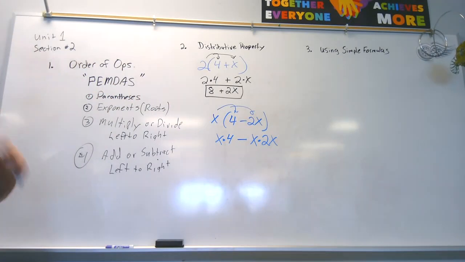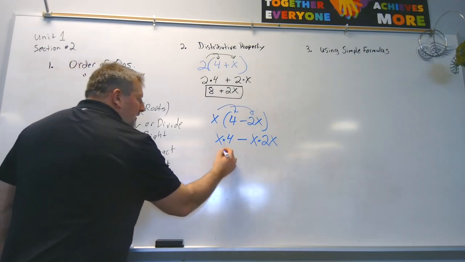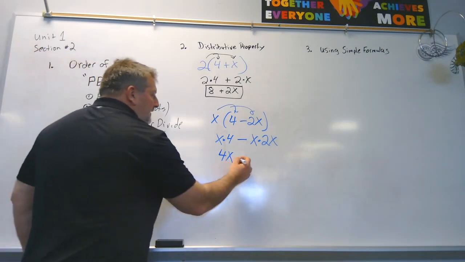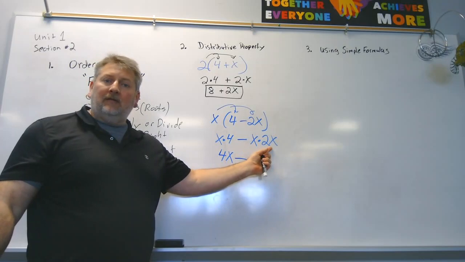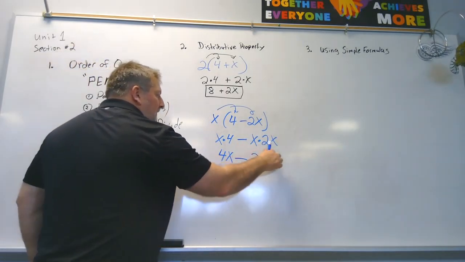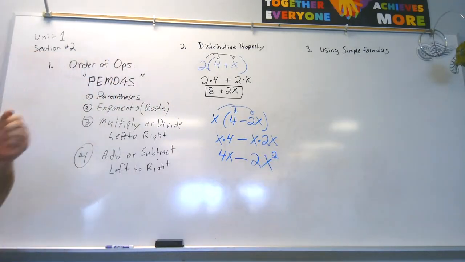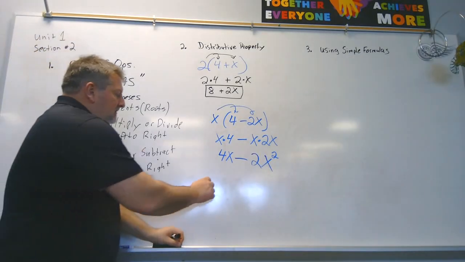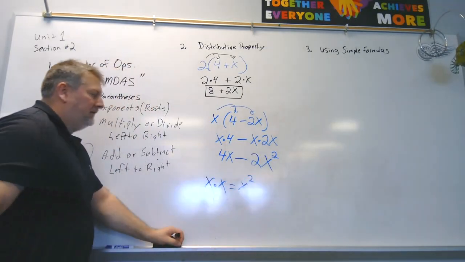So let's simplify this. X times 4, we know when we write expressions, we always start with a number first. So you write that as 4x minus x times 2 times another x. This 2 goes out front. And I have a couple x's, so that becomes x squared. Again, x times x is x squared. Now, a common mistake I see students make. X times x is x squared.